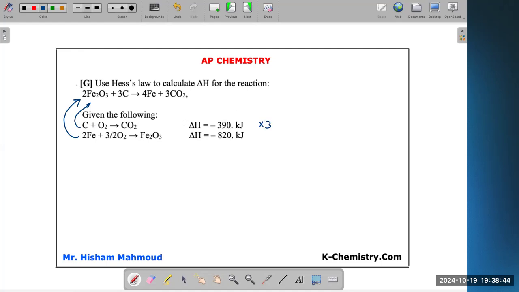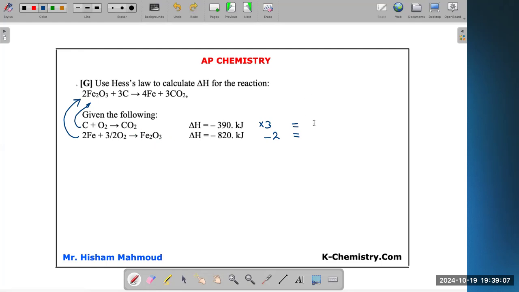Yeah, very good. And for the second one, you flip it. Okay. And you multiply it by 2. So the delta H becomes positive and multiplied by 2. Very good. So I will multiply it by negative 2. So it will be reversed, because this one is here in the products and this one is in the reactants, and at the same time this is 1 mole and this is 2 moles, so multiplied by 2.